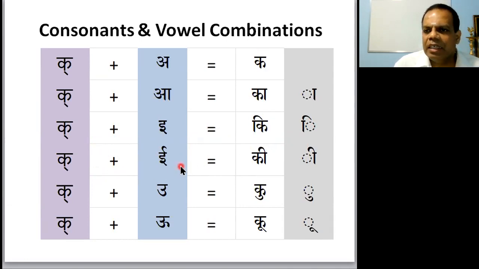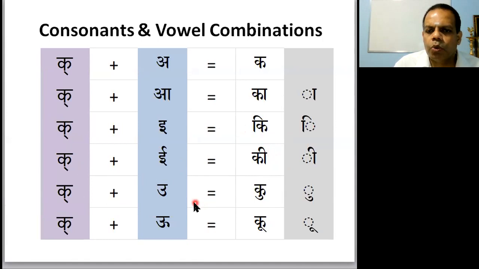Ik plus ee, that's the longer ikara attached to ik. It gives us kee. You can see it's a mirror image, the vertical line is what you see, it's kee. So when the line follows, you can see it's similar to ka. The difference between ka and ki is just the connection between both those parts with the semicircle on top.